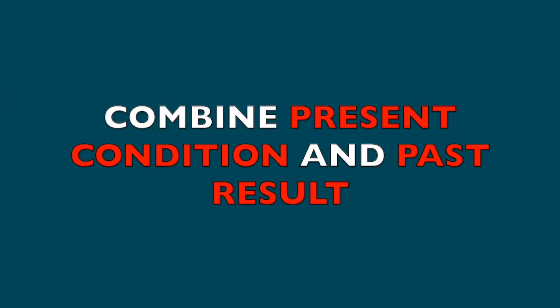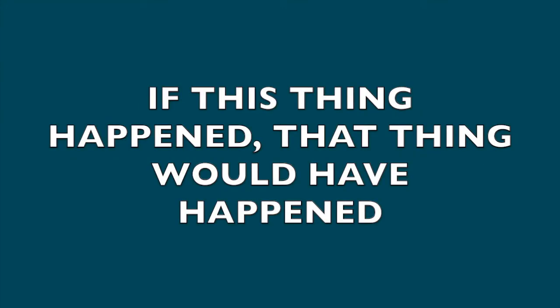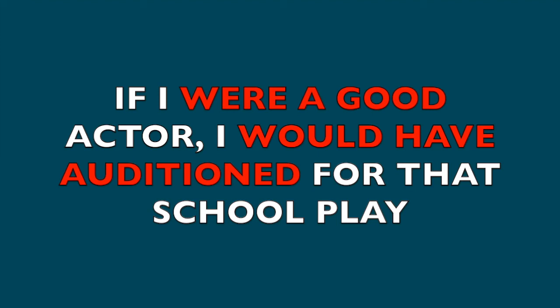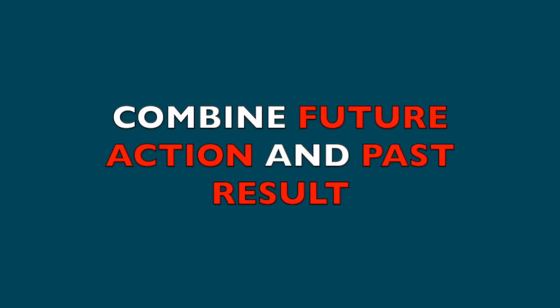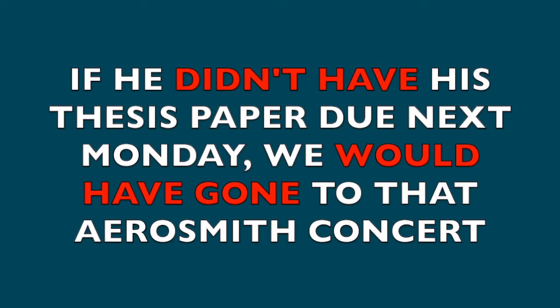Second one is combining present condition and past result. So, if this thing happened, that thing would have happened. An example would be, if I were a good actor, I would have auditioned for that school play. And lastly, combining future action and past result. An example would be, if he didn't have his thesis paper due next Monday, we would have gone to that Aerosmith concert. Okay, that's all the conditionals there is in English grammar.